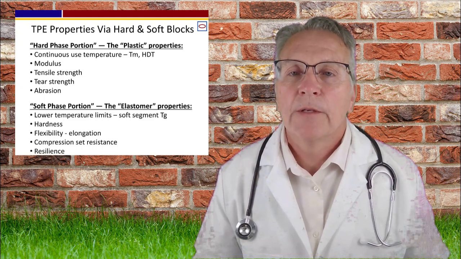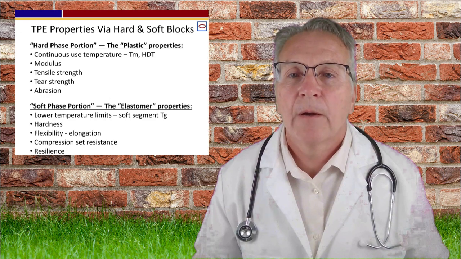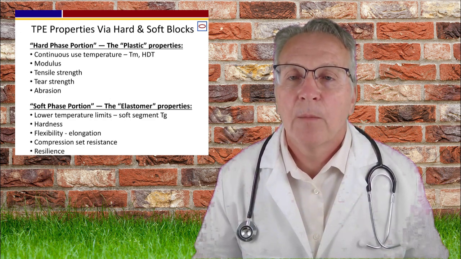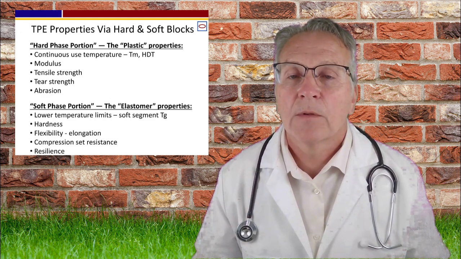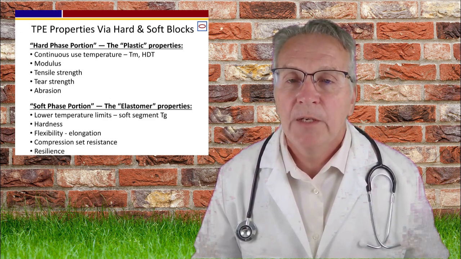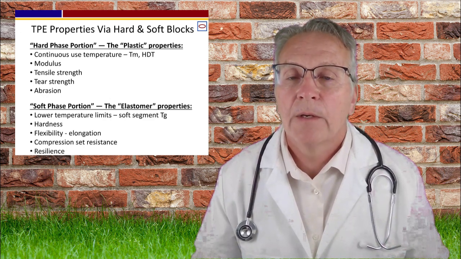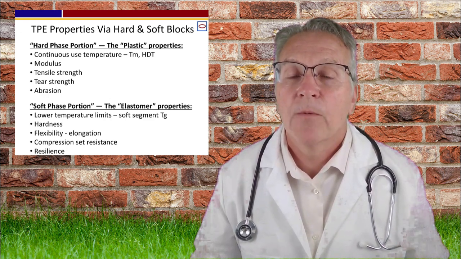On your screen is your reminder that besides modulus and temperature, tensile, tear, and abrasion are hard segment dependent, and the hard segment levels drive the property values, while the soft segment levels drive Tg, hardness, low temperature flexibility, elongation, compression set resistance, and resilience.